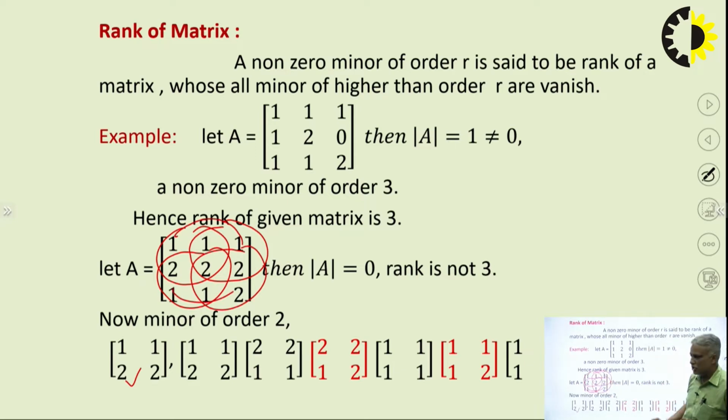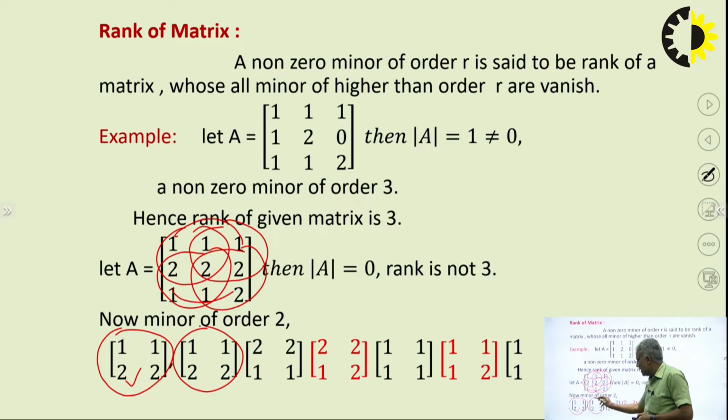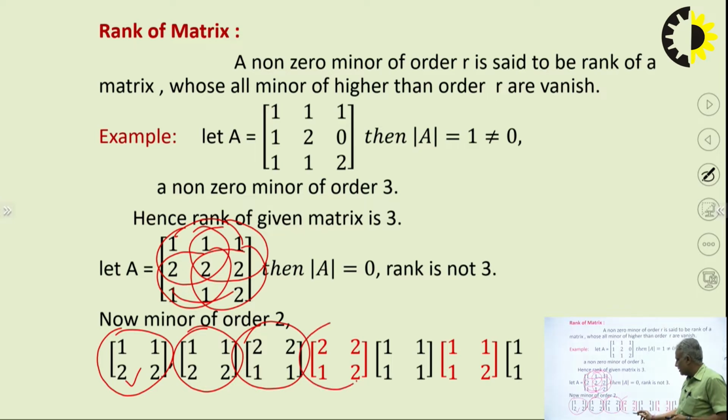So that means there exist 2 by 2 minors, 1, 2, 3, 4, 5, 6, 7. But we see here the determinant of this 2 by 2 matrix will be 0, and the determinant of this 2 by 2 minor will be 0, and the determinant of this 2 by 2 minor will be 0. But this is a non-zero minor, because the determinant of this 2 by 2 matrix is not equal to 0. In the same way, the determinant of this matrix is not 0. So we can say that the rank of this matrix will be 2 here.